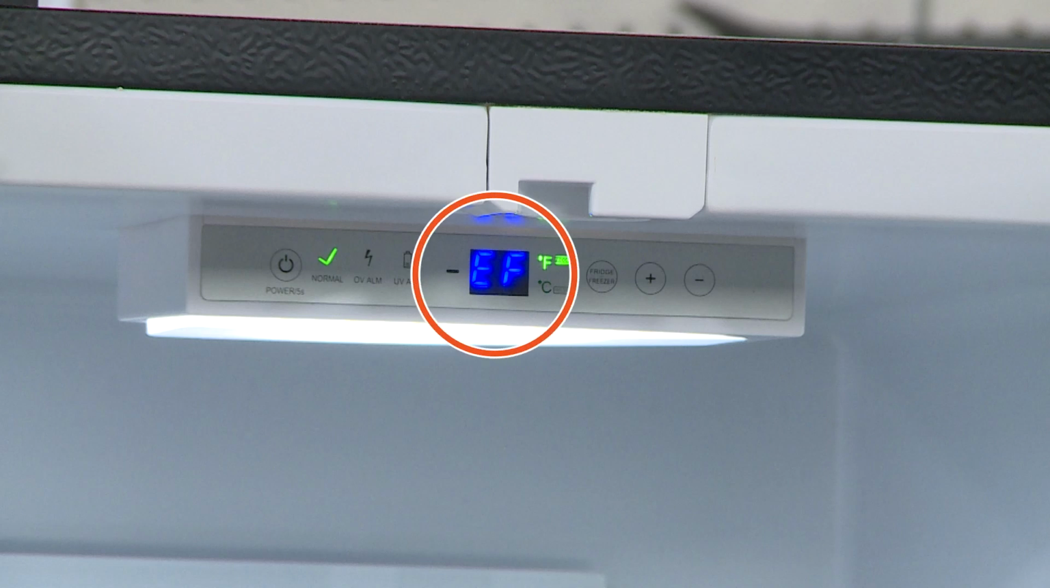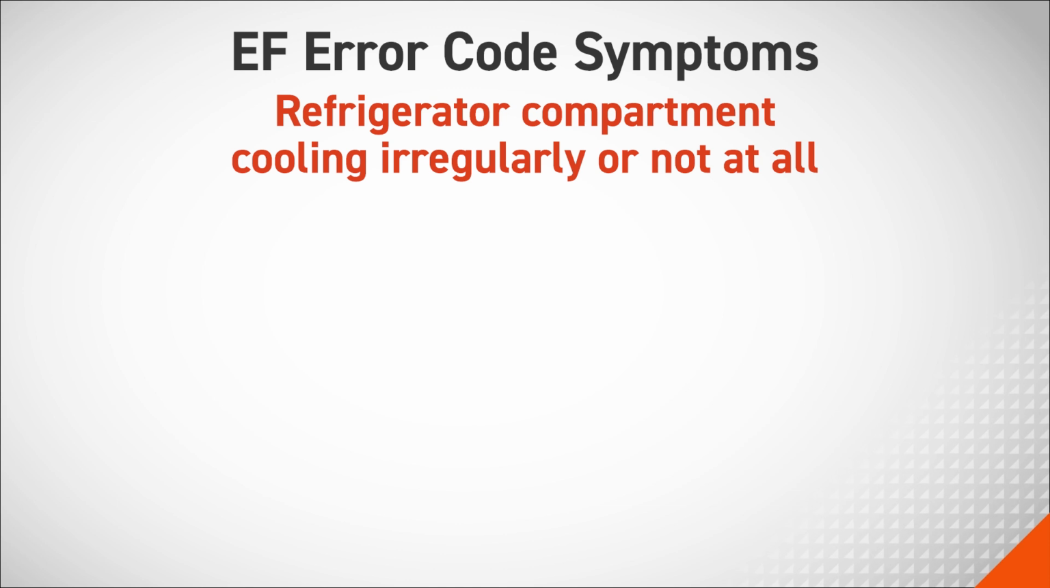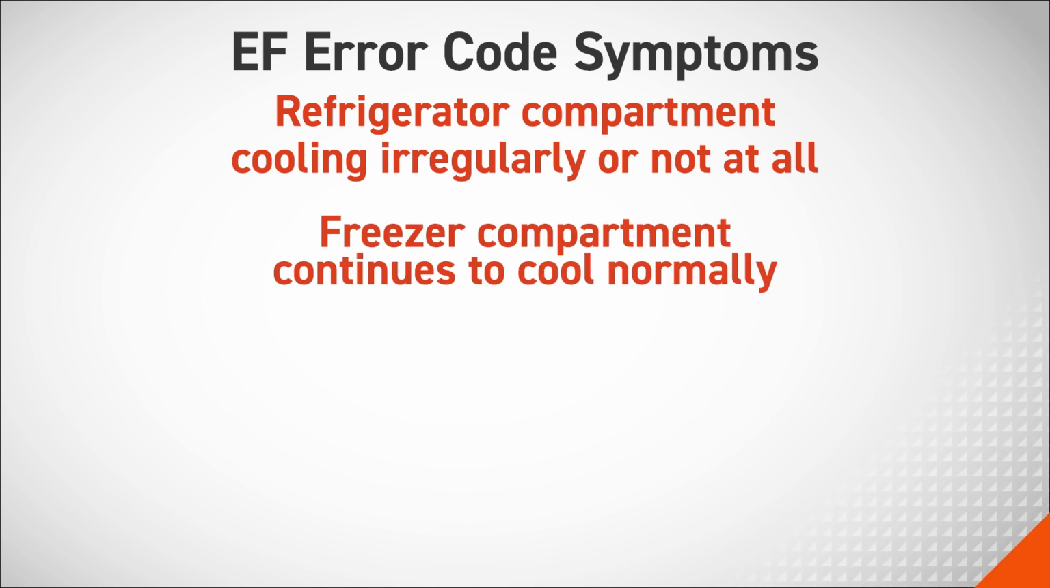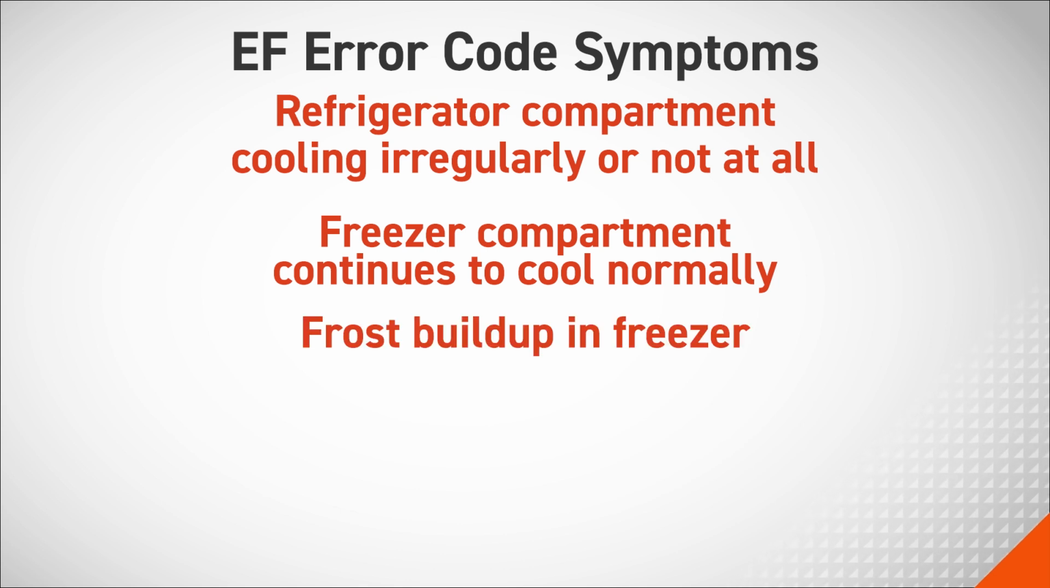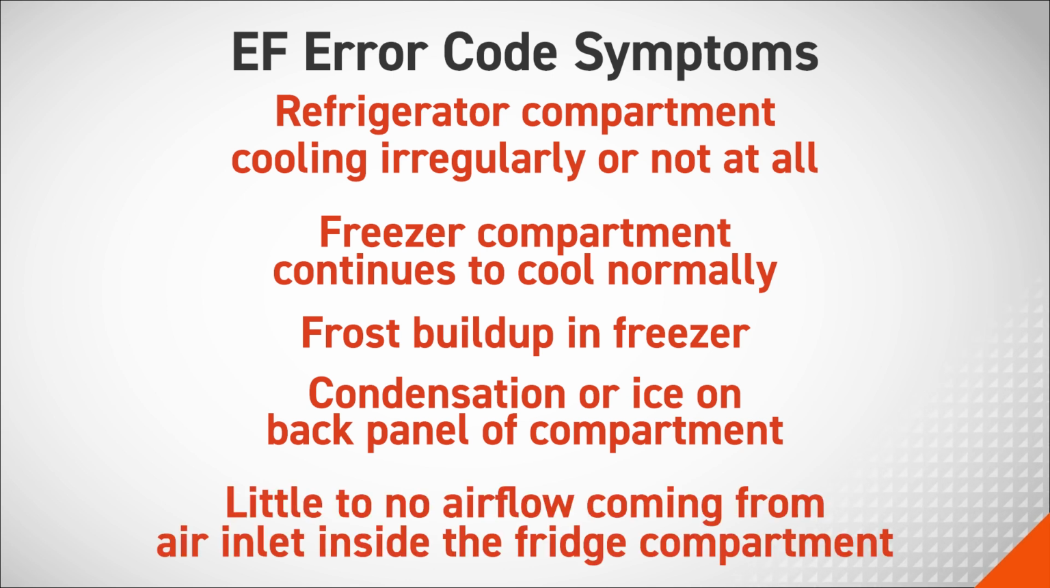The EF error code indicates a fan failure in the freezer compartment. You'll know this error is active if the digital display shows EF. You may also notice a few other symptoms, such as the refrigerator compartment is cooling irregularly or not at all, while the freezer compartment continues to cool normally. Frost buildup is visible in the freezer. Condensation or ice is present on the back panel of the refrigerator compartment, and there is little to no airflow coming from the air inlet inside the fridge compartment.